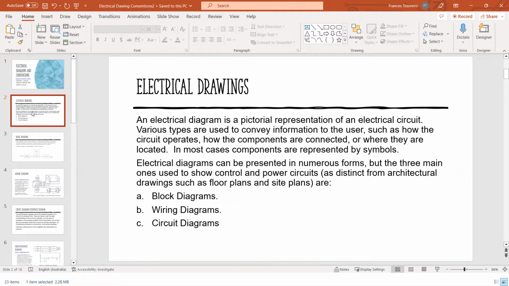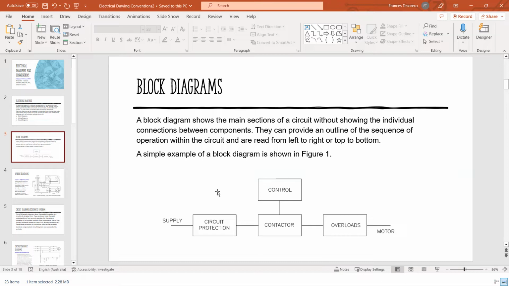The electrical diagrams can be represented in numerous forms. Normally there are three forms that we use: block diagrams, wiring diagrams, and circuit diagrams. I'll show you all three, just a small overview. In the block diagram you can see supply, circuit protection, contactor control, overloads, and motor. That's how the flow of operation goes through the block diagram.